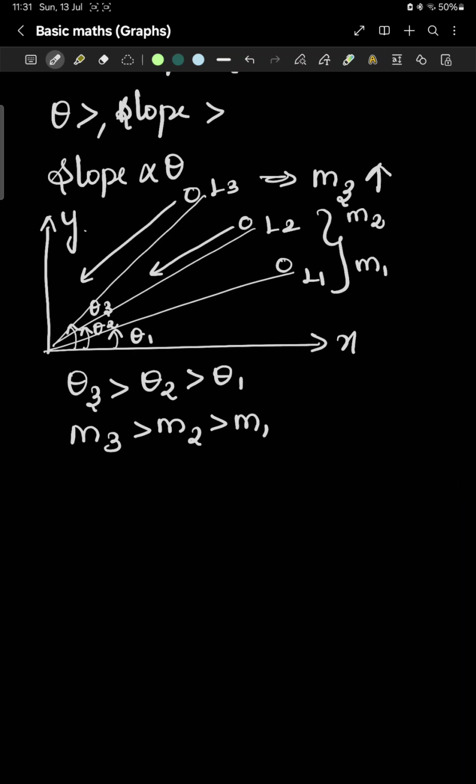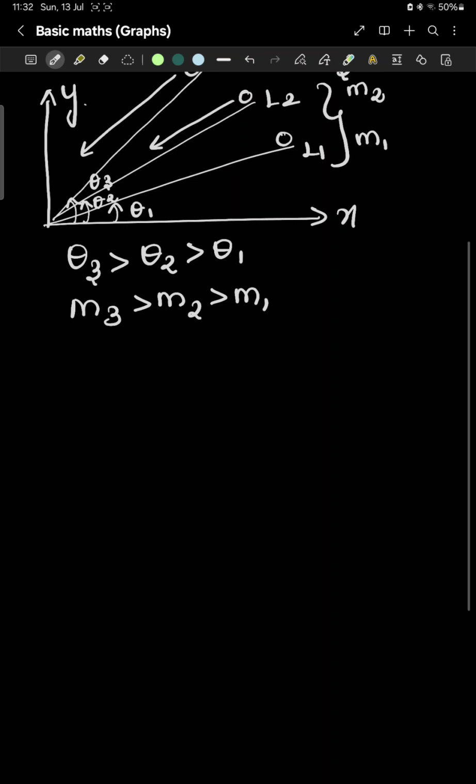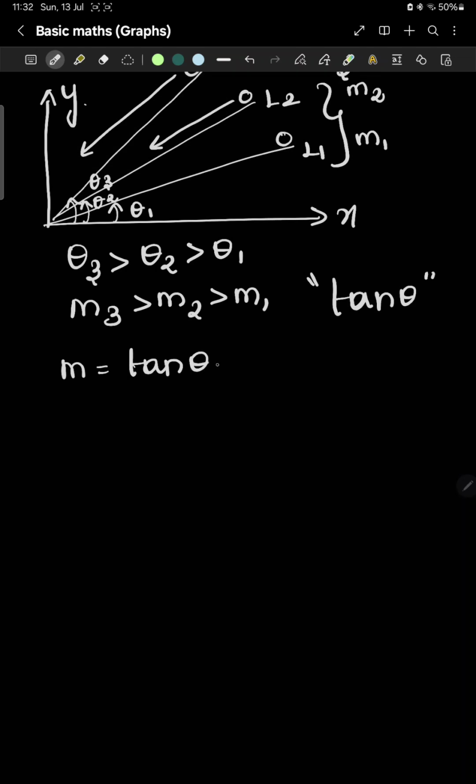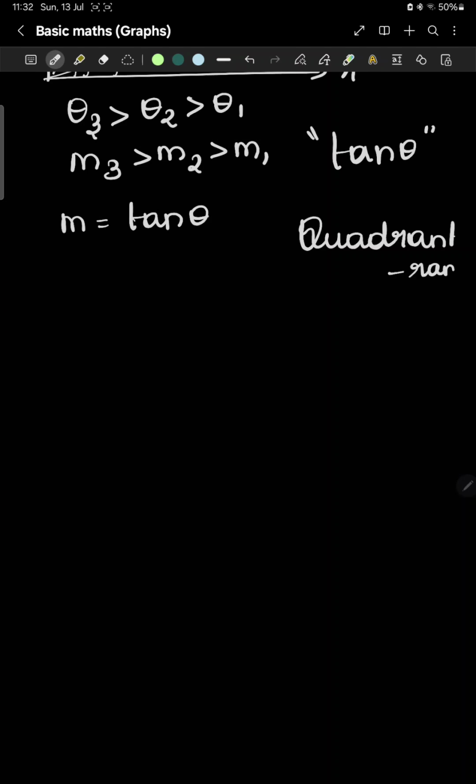This is the way we have to find the slope. So now to find the slope, the formula we'll always use is tan theta. So the formula is m equal to tan theta. We can directly substitute the angle here. So before moving into this, again we have to recall about the quadrants. Quadrants is very important even in trigonometry, like allied angles and compound angles.